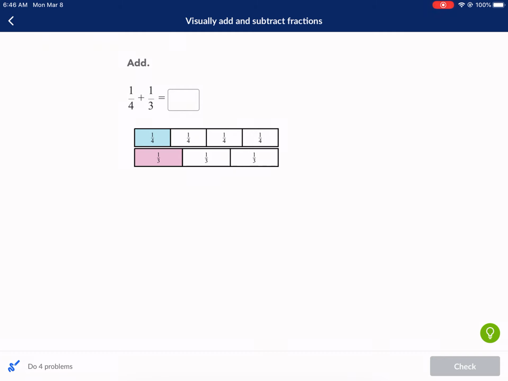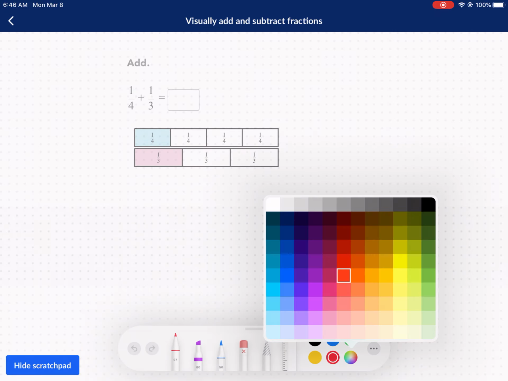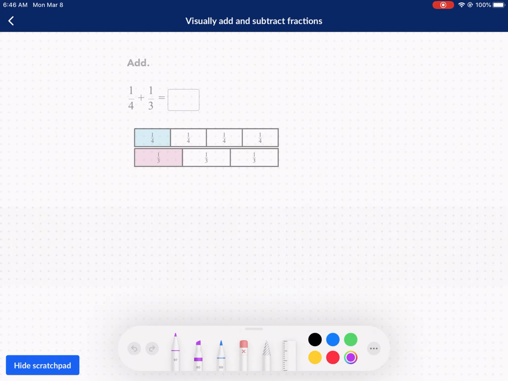We're tasked with adding 1/4 plus 1/3. Here we have a visual representation of that. Now, I'm going to be honest, this first one is kind of a bad one to start on because it doesn't really help us visually that much, but let me show you kind of what we're going for.